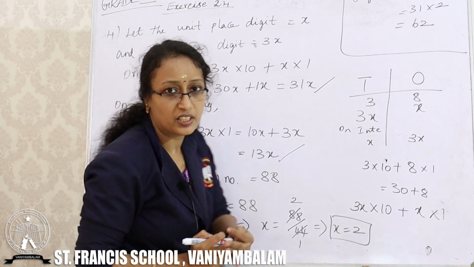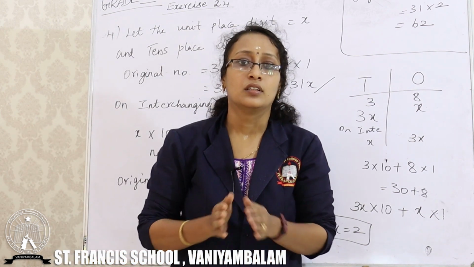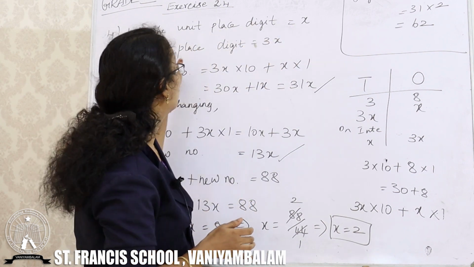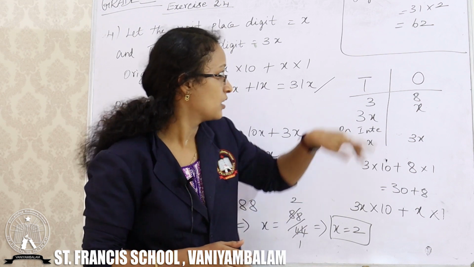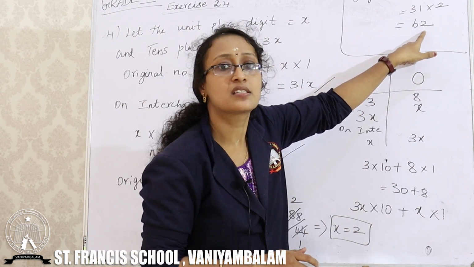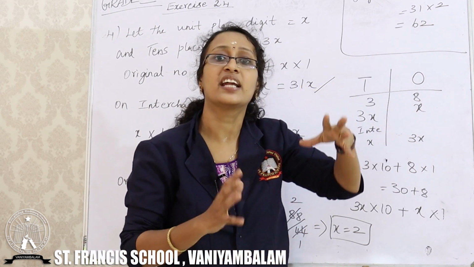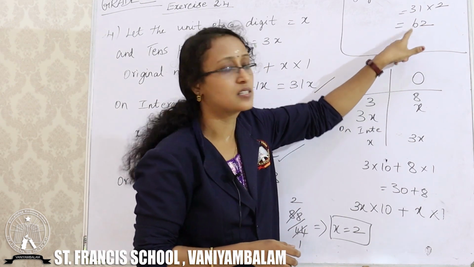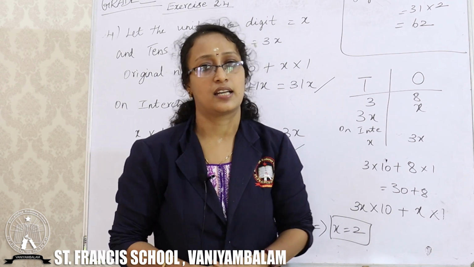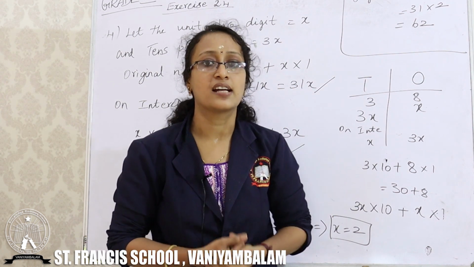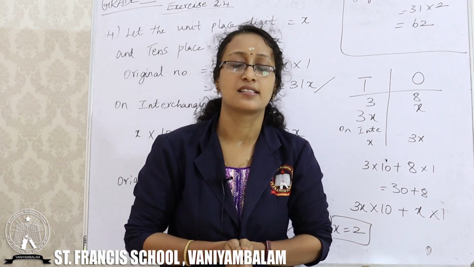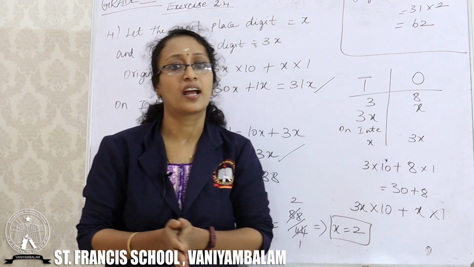Now how will you check whether your answer is correct or not? It is given in the condition that the unit place digit is x and the tens place digit is 3x. So just check: what is your unit place digit? 2. What is 3 times the unit place digit? 3 into 2 is what? 6. We got the tens place digit. Yes. So in mathematics you can check the answers. For some problems you can check the answers. It is very easy, right?